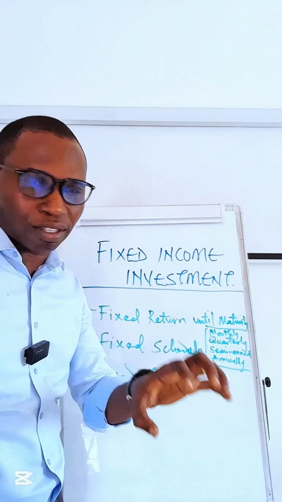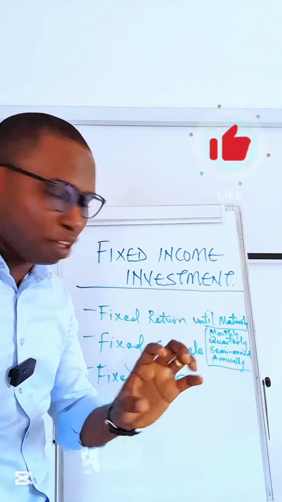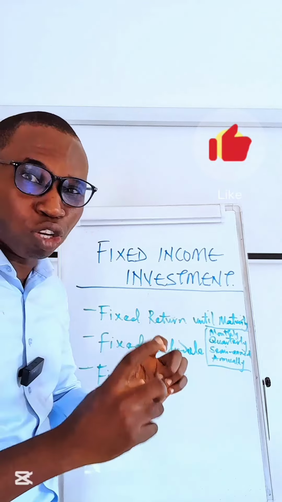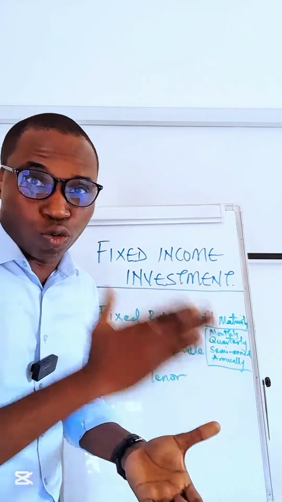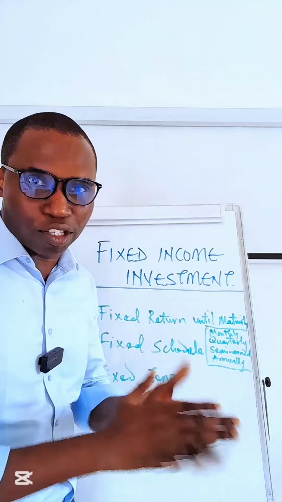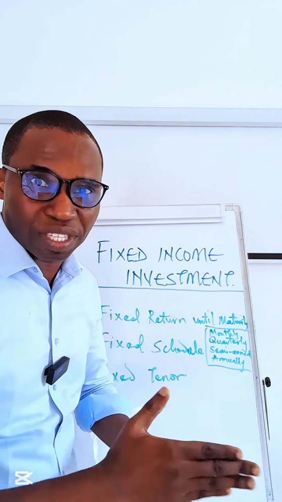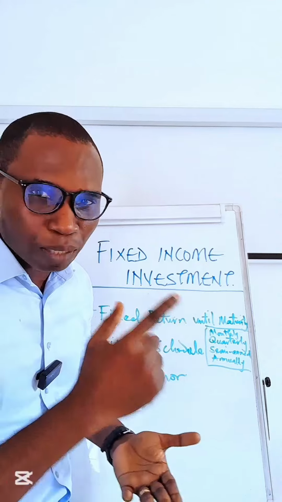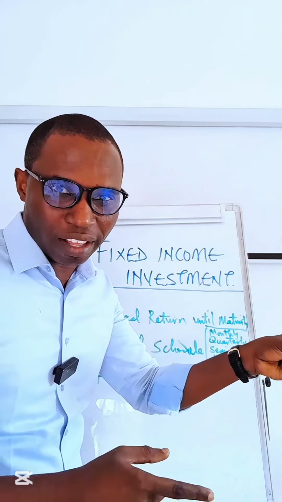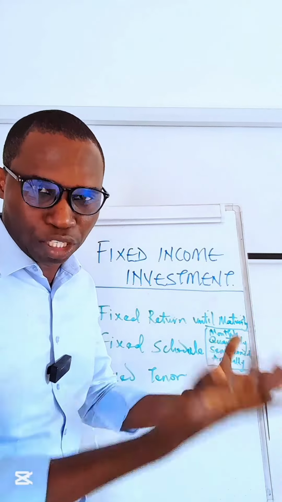Let's quickly talk about the major features of fixed income investments. Number one, it is fixed return until maturity. So fixed return, which means if it is 20%, you know it is 20%. It's not going to change along the way. Say 20% for 5 years, that 20% is not going to change along the way. That is the meaning of fixed return until maturity.